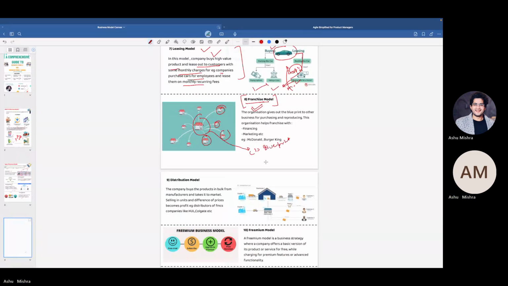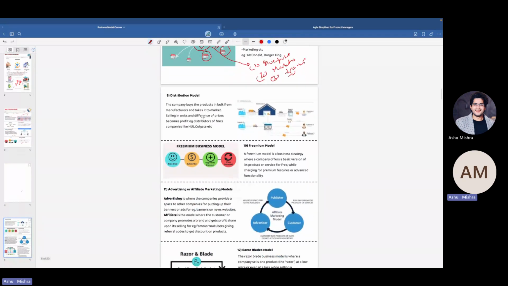Okay, they do the marketing, they do the training. So everything is done by the organization. However, the operations are handled by these sub vendors, and a franchisee fee and royalties are then charged. So guys, this is called the franchisee model.